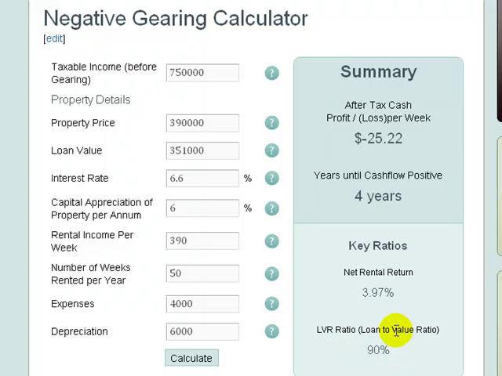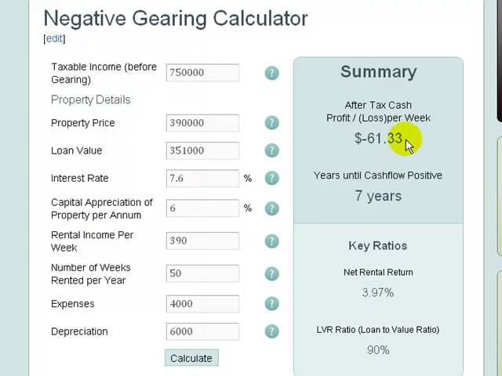So there's a quick example of how we can use that calculator. We can also change a number of things. Let's assume that the interest rates go up by 1%, and it's going to cost us $61 a week. So that increase in interest rates is now costing us another $35 a week.